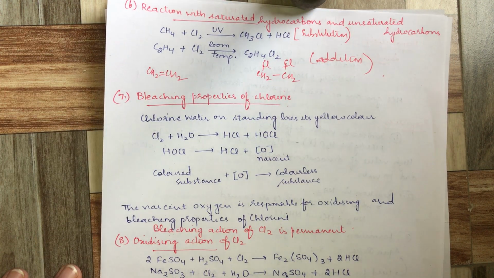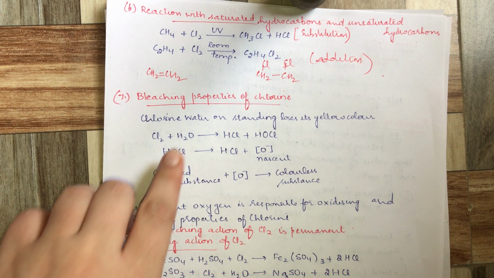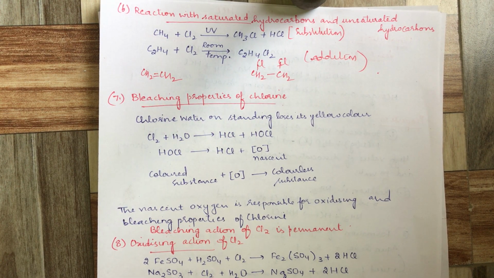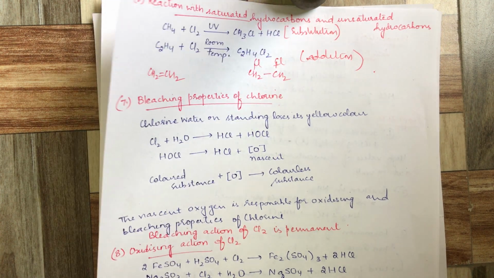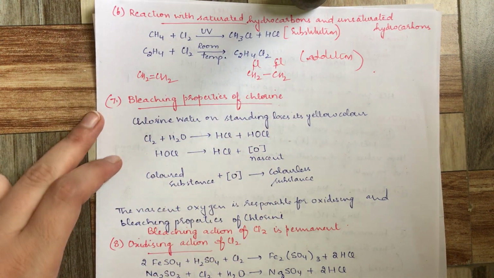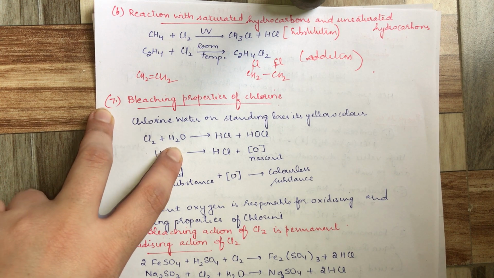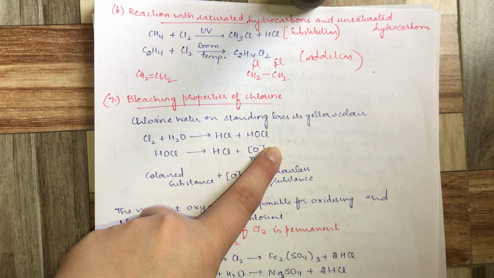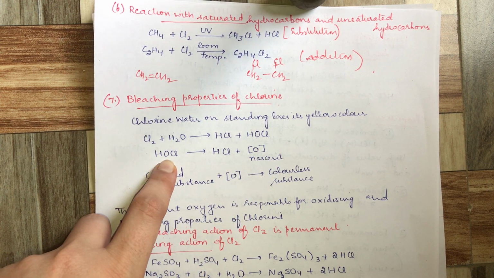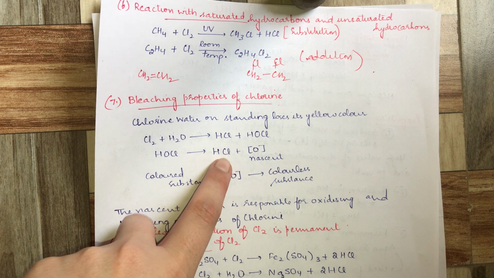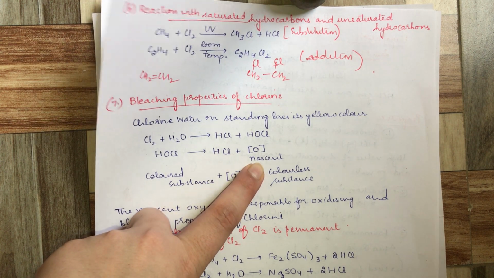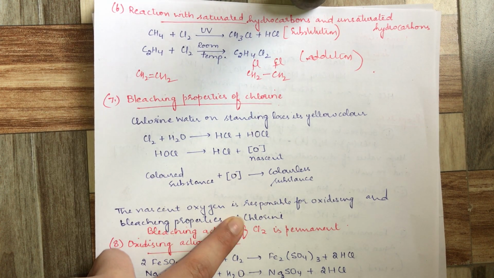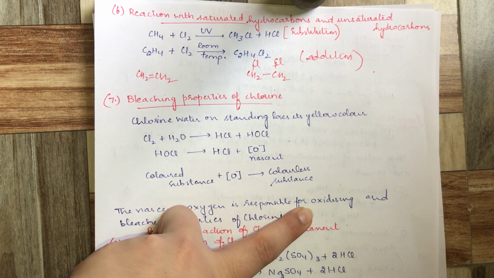Next, very important, that is the bleaching action of chlorine, the bleaching properties of chlorine. Why does chlorine water act as a good bleaching agent? See, chlorine water on standing loses its yellow color. Why? Because it reacts with water to form HCl and HOCl, hypochlorous acid. Hypochlorous acid is unstable. It decomposes to HCl and releases nascent oxygen. This nascent oxygen is responsible for bleaching properties and oxidizing properties.